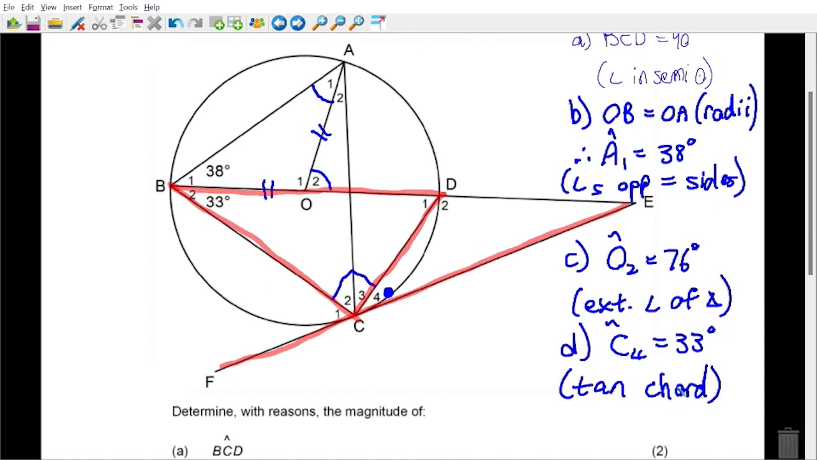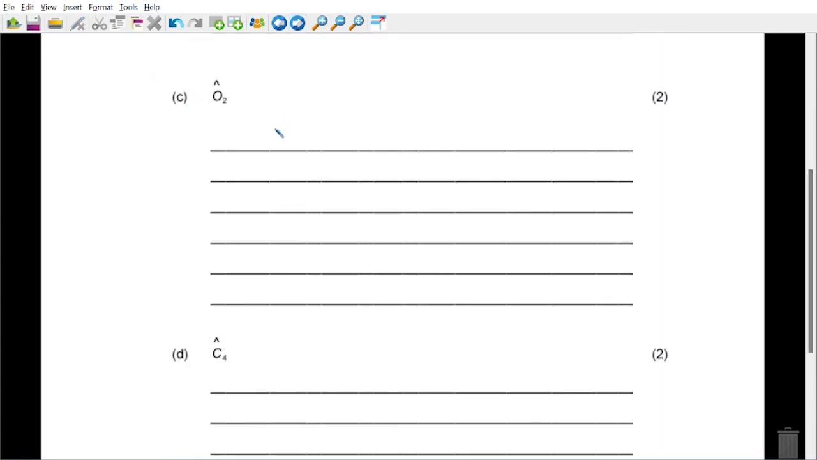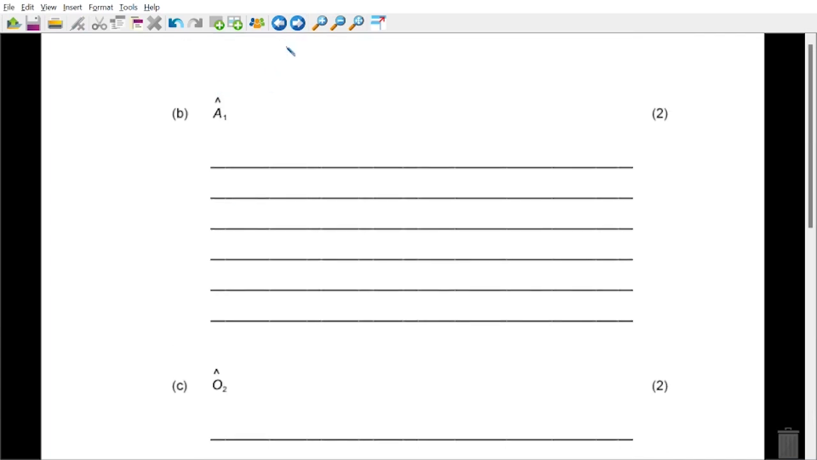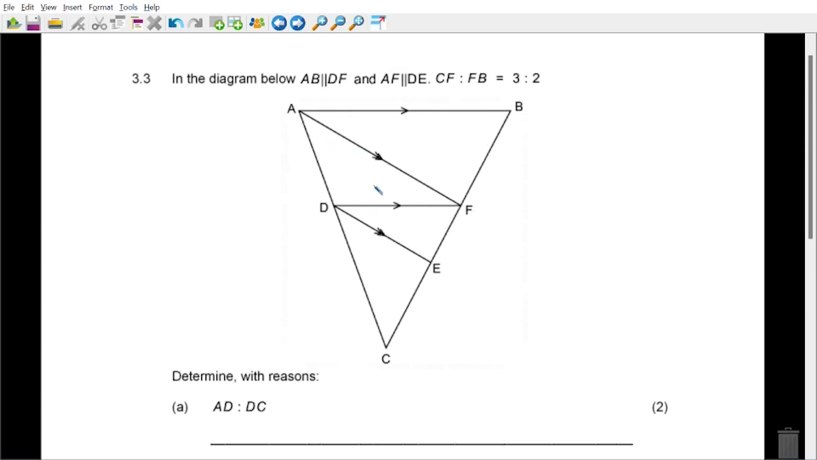Okay, and I think that might be the end of that question. We're just going to turn over and check. Yes, indeed it is. Right, so let's move on to the next question. I called it 3.3, but it should be 3.4. Now, this question involves the proportional intercept theorem. It might also involve triangles that have got a shared height.